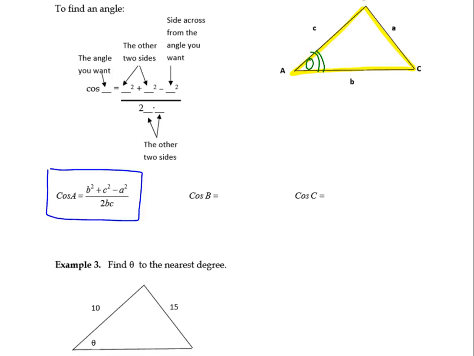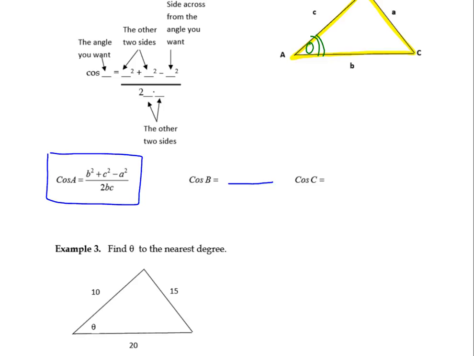Okay, so for example, if I was looking for cos of B, what would the formula be instead? A squared plus C squared, and we would be subtracting B squared. Good. And 2 times AC.